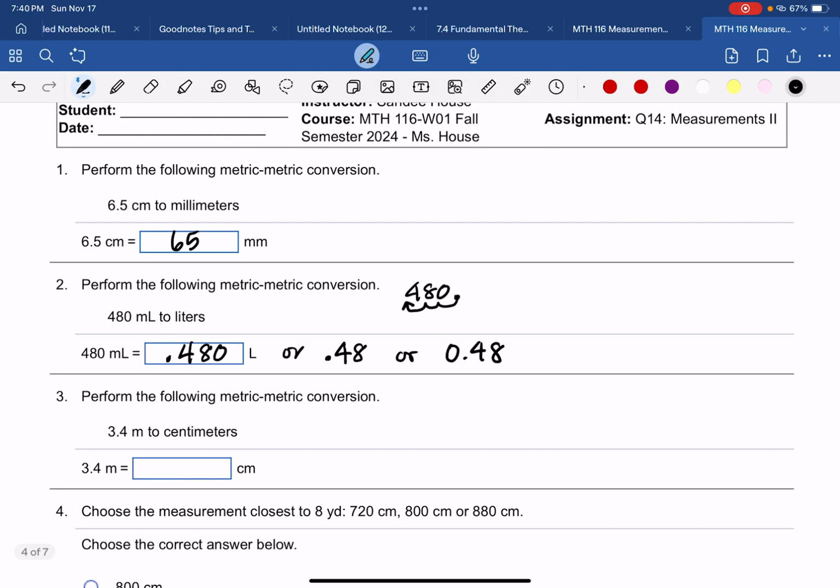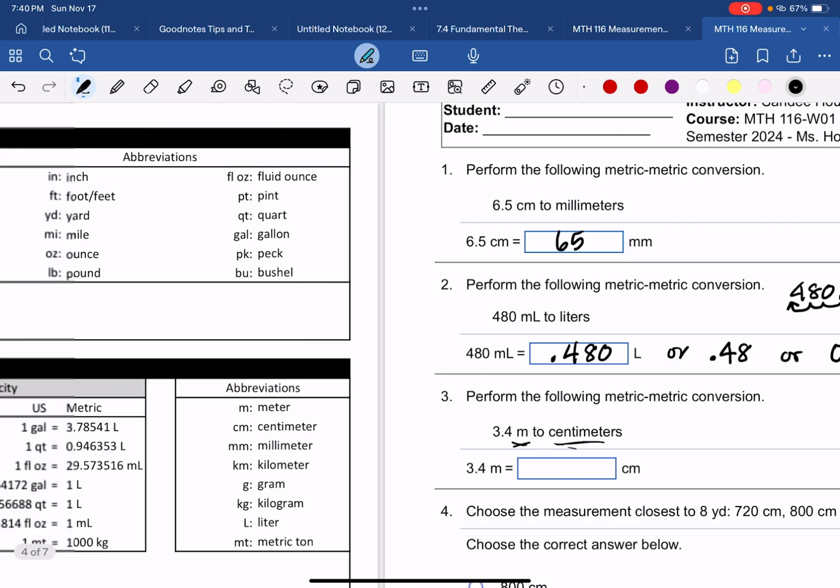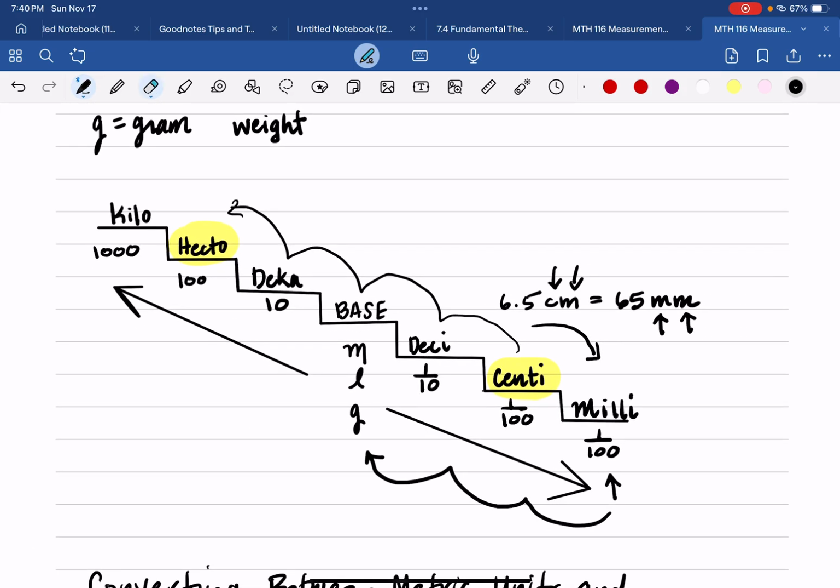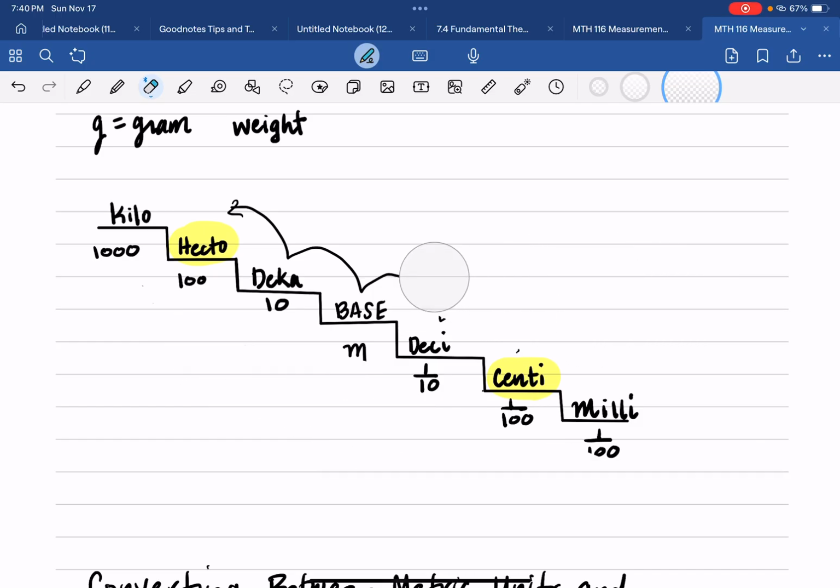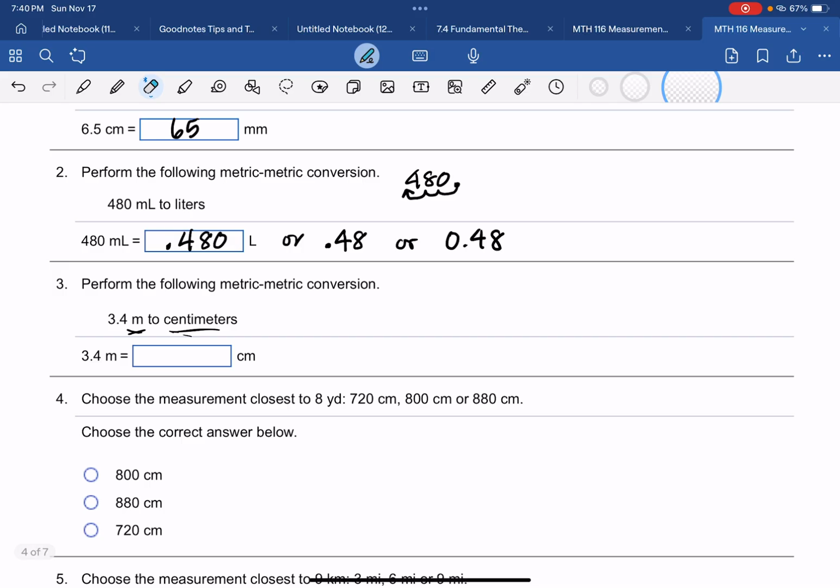Now we're going to go from meters to centimeters. So here's meters, liters, and grams. So meters to centimeters is 2 places to the right. So 3.4, move my decimal 2 places to the right, I get 340 centimeters in a meter.